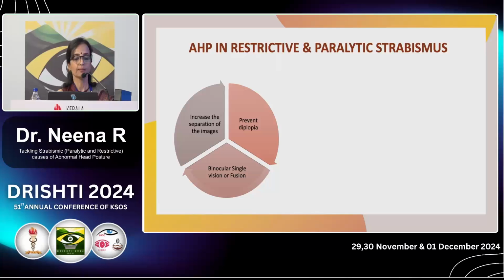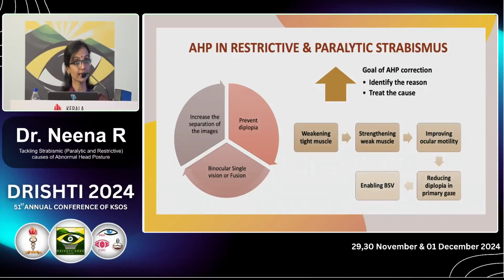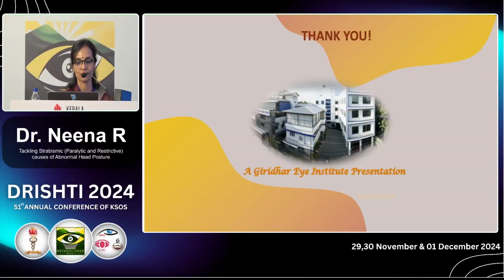So in a nutshell, the aim of surgery in restrictive and paralytic strabismus could be to attain BSV, to prevent diplopia, or to increase the separation of the images. So the goal is to identify the cause and treat it, weaken the tight muscle, strengthen the weak muscle, or a combination of both, so that there is ocular motility improvement, reducing diplopia in primary gaze and enabling binocular single vision. Thank you very much.